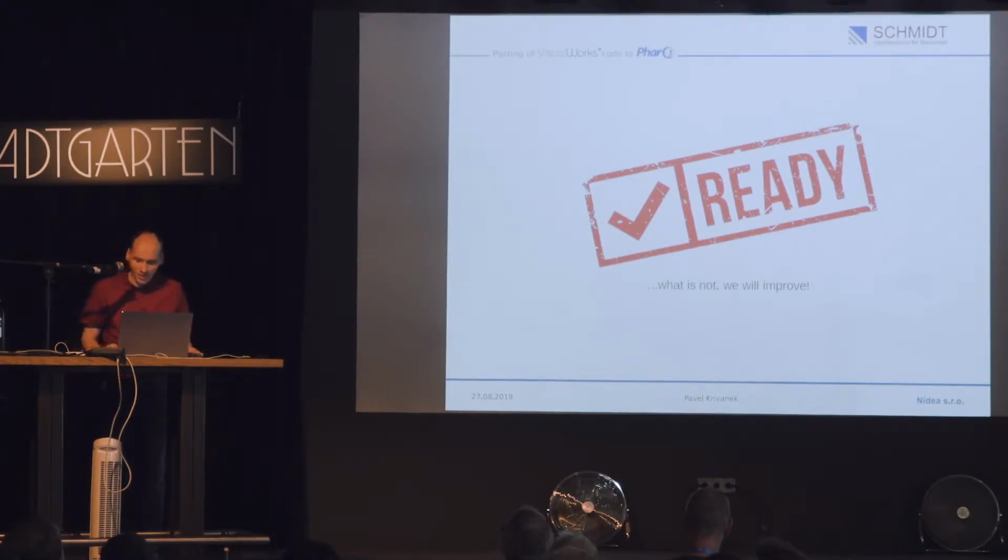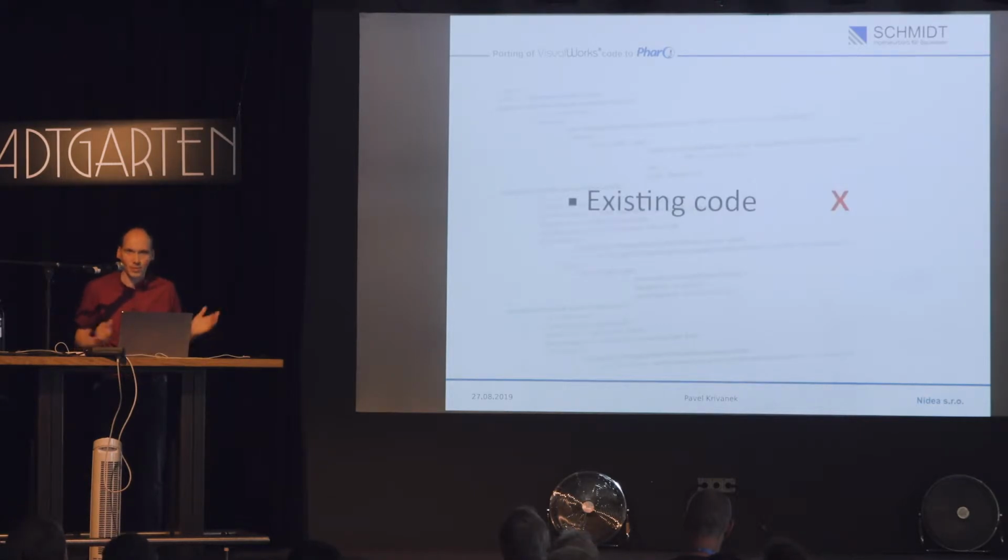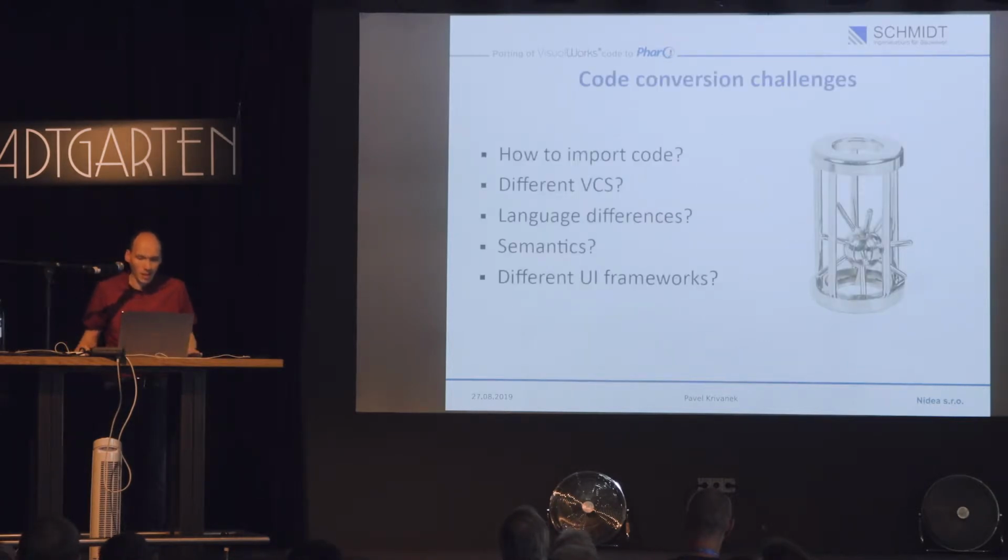So very well, then you have the last issue: you have the existing code in VisualWorks that you need to port to Pharo. It has many obstacles. Of course, VisualWorks and Pharo use different version control systems and different file formats to store code. There are some significant language differences, more significant semantic differences, and the greatest issue is that they use completely different UI frameworks.